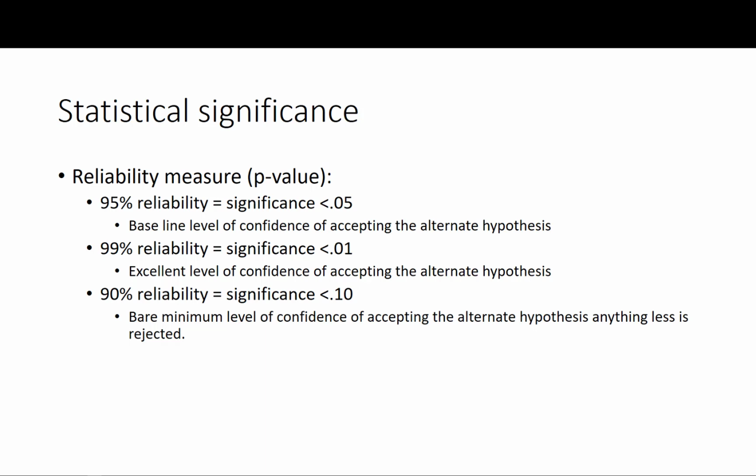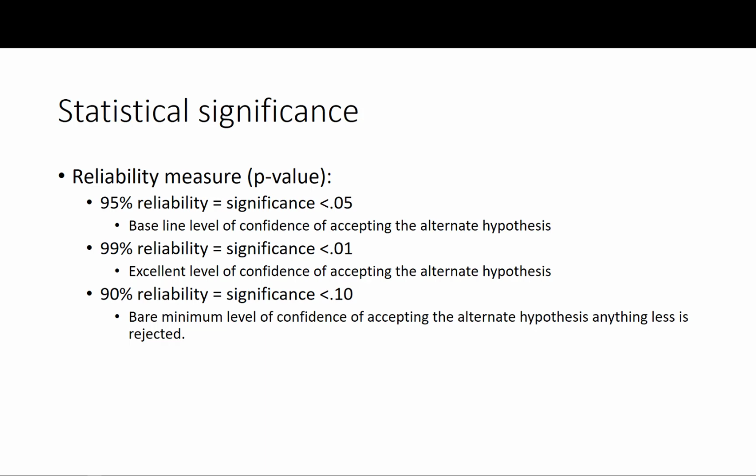However, if we want to have an increased reliability, as in I have decreased our type 1 and type 2 errors, we can say that we'll only accept the alternate hypotheses when the significance is below 0.01 or has 99% reliability.